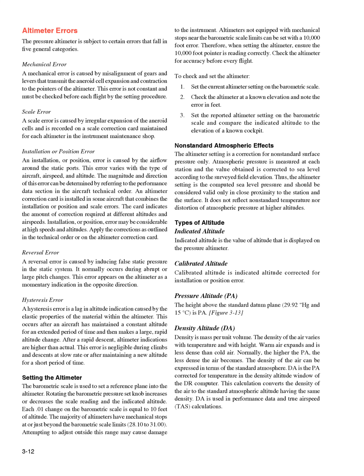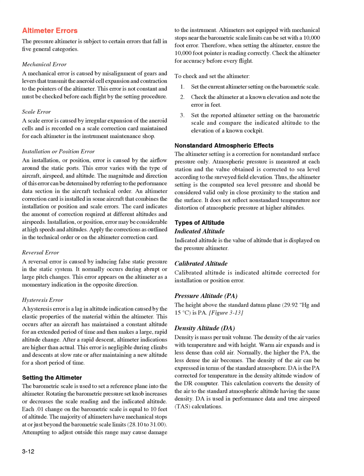Density altitude, DA. Density is mass per unit volume. The density of the air varies with temperature and with height. Warm air expands and is less dense than cold air. Normally, the higher the PA, the less dense the air becomes. The density of the air can be expressed in terms of the standard atmosphere.